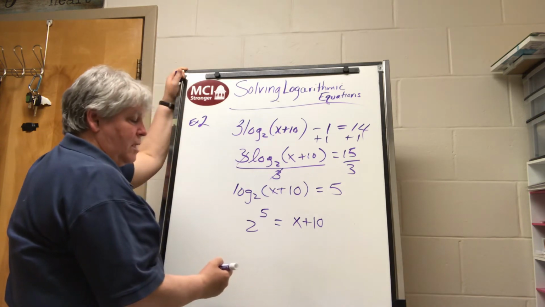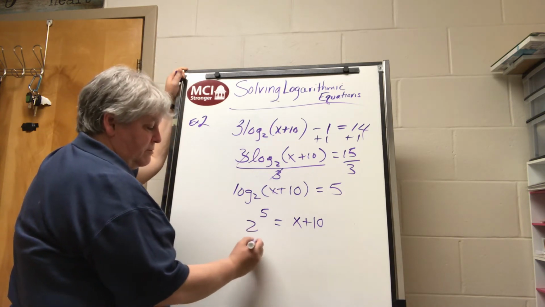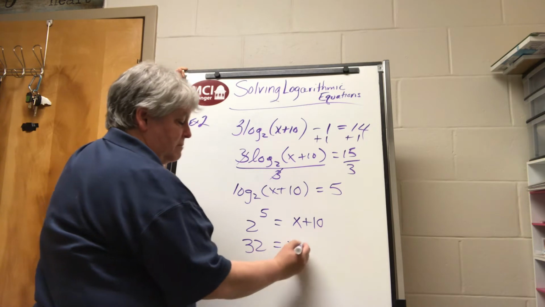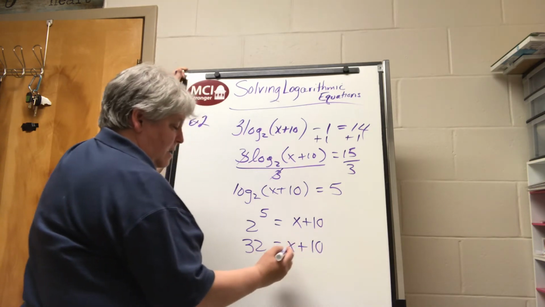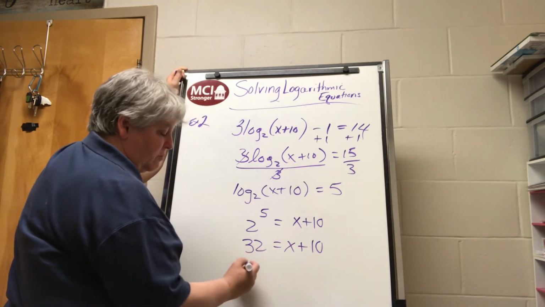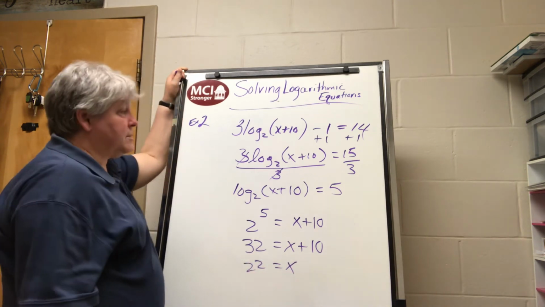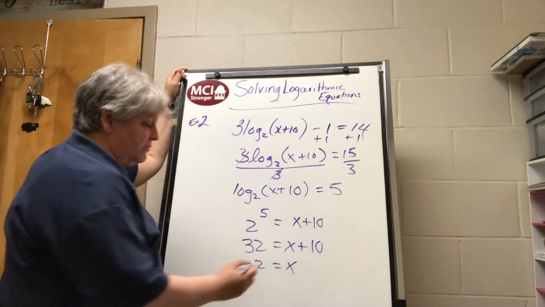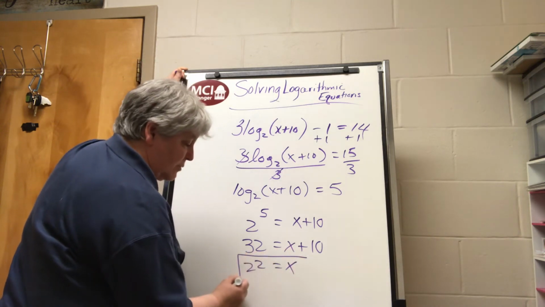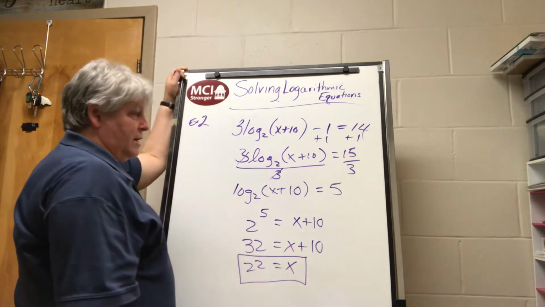Okay, and now this is 32 is equal to x plus 10. And therefore, when we subtract 10 from both sides, we see that x is 22. I should mention something here. It hasn't happened yet with the two problems that we've done.